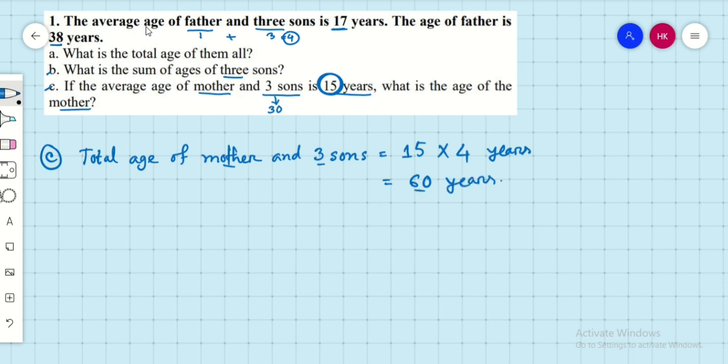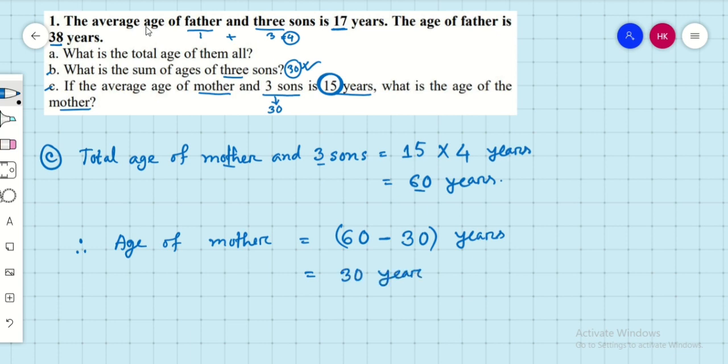So 60 years is mother plus 3 sons, but the 3 sons' age is 30. We have already got that in number B. So the answer of number B is 30. So we now subtract this 30 years, we will get the mother's age. Therefore, age of mother is equal to, total age of mother and 3 sons is 60, so we write 60, and here we just subtract the age of 3 sons. The age of 3 sons is 30 years, which we already got in number B. So the answer will be 30 years. If we subtract, 60 minus 30 is equal to 30 years. So age of mother is 30 years.